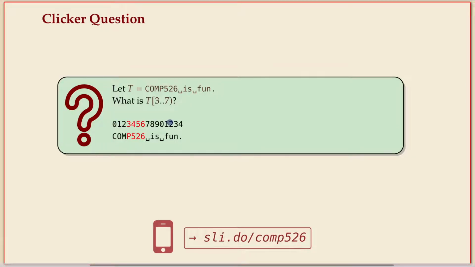If you write the indices above each of the characters, then you see that position 3 is the P, and then you go up to position 7, but excluding position 7, that's the round parenthesis. So you take positions 3 to 6 inclusive, so that gives you P[3..6].